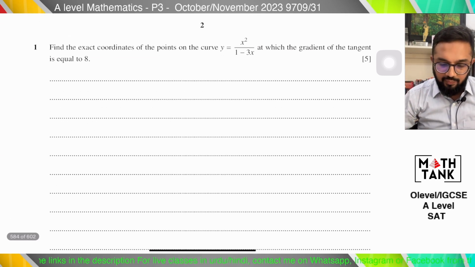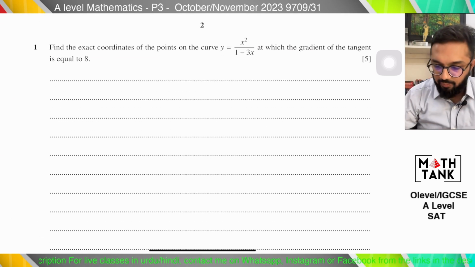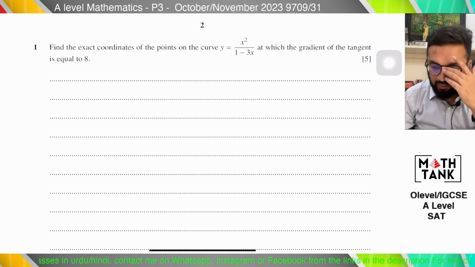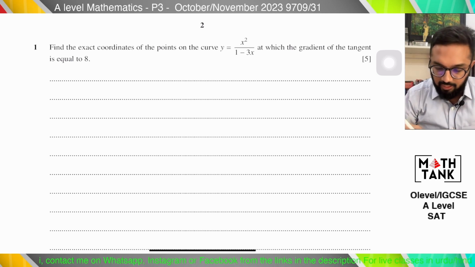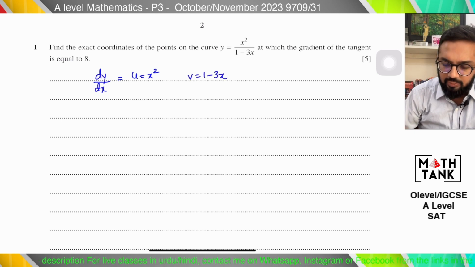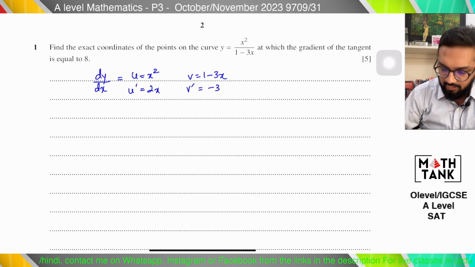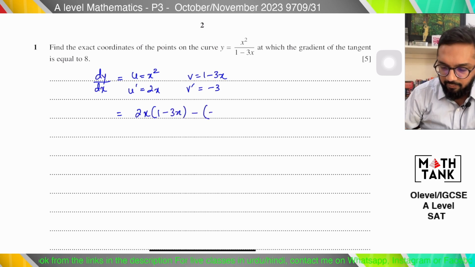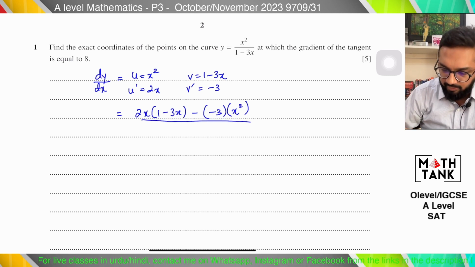Okay, the first question says find the exact coordinates of the points on the curve y equals x squared over 1 minus 3x at which the gradient of the tangent is equal to 8. So I want to calculate dy by dx. I will have to do a quotient rule. So u dash is 2x, v dash is minus 3. So it's u dash v minus v dash u over v squared.